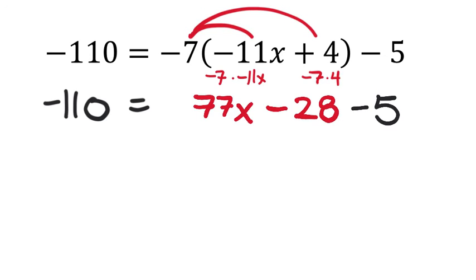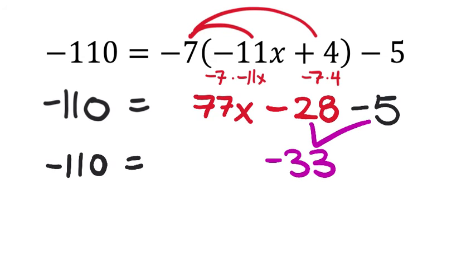Now, I'm looking for any like terms to combine, and I see the negative 28 and the negative 5, which when combined give us negative 33. So now I got negative 110 equals 77 x's minus 33. So yeah, now we're down to 3 terms. There's no distribution, no other combining of like terms. So I just want to isolate the x's by zeroing out that 33. So add 33.